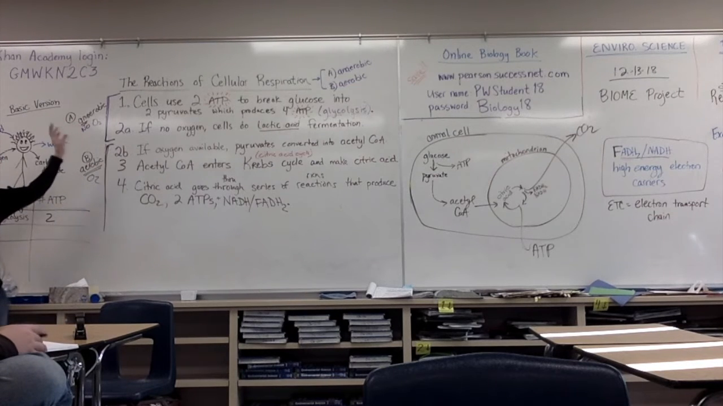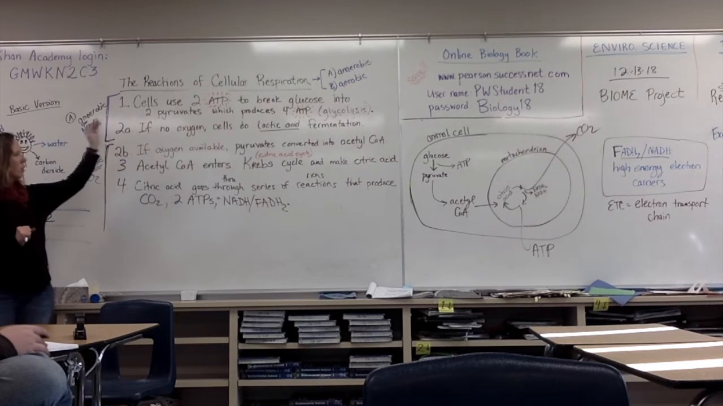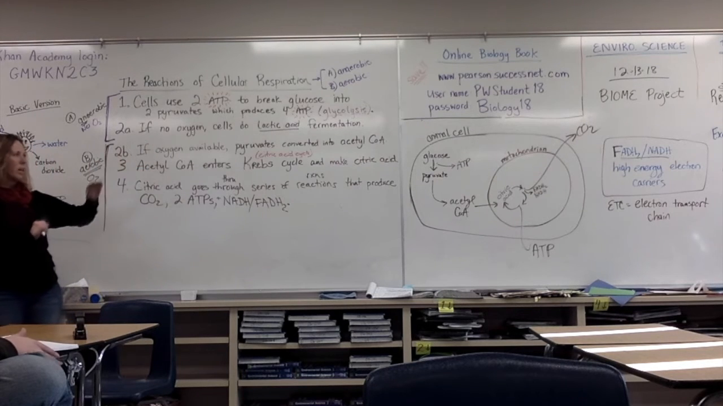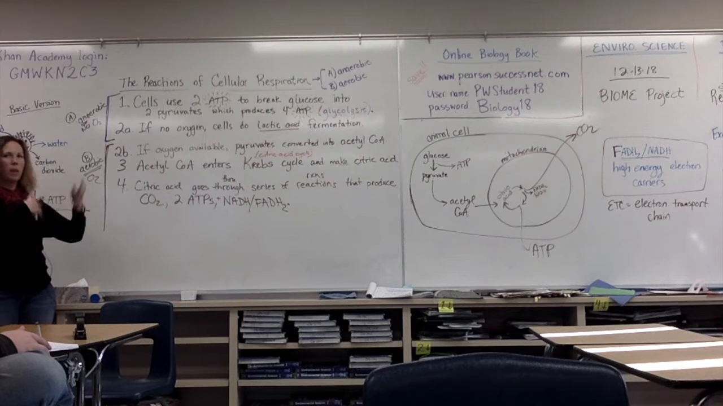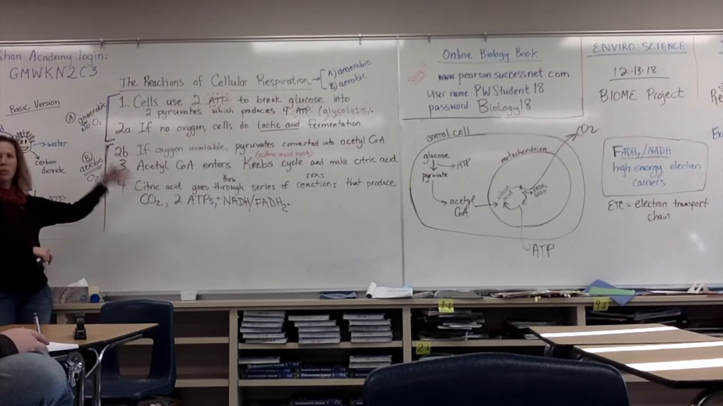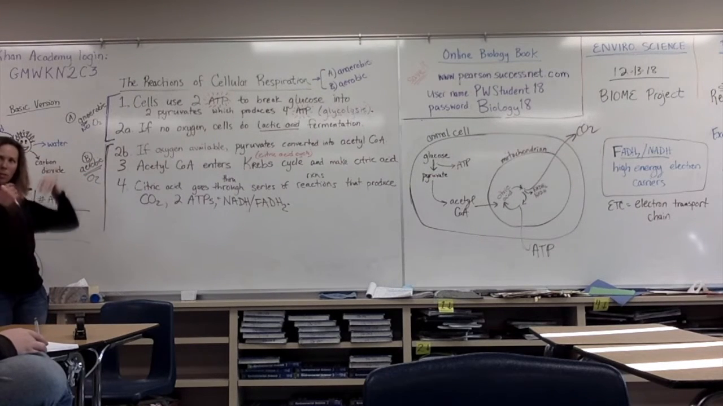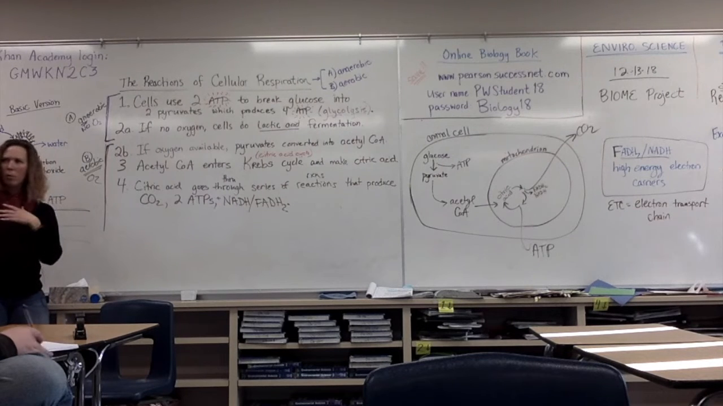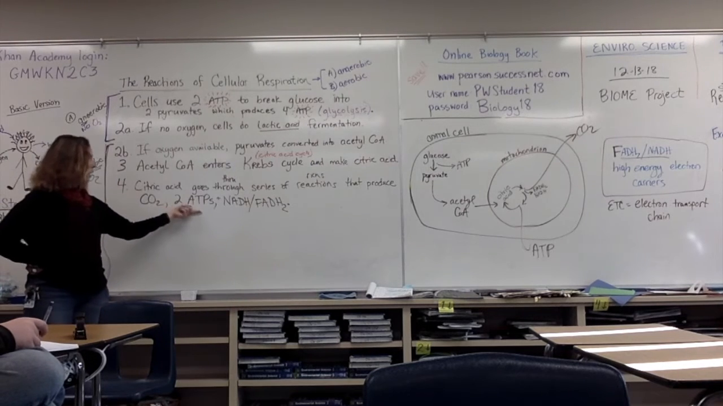We'll just review. We have to break glucose into pyruvate. Those pyruvates are then turned into acetyl-CoA. Acetyl-CoA is turned into citric acid. Citric acid goes through a pile of reactions to make CO2 as a waste product. We don't need CO2. That's why we breathe it out. But there's some organism that does need CO2. Plants. We get a couple ATP.